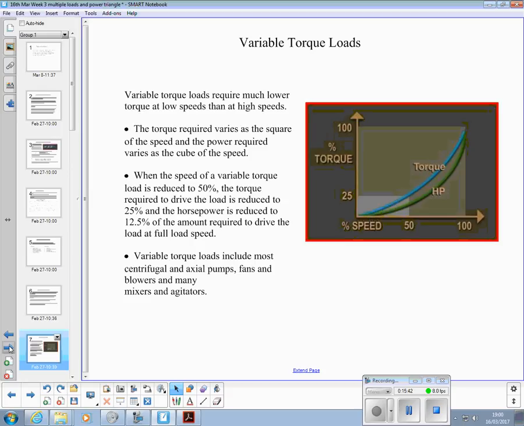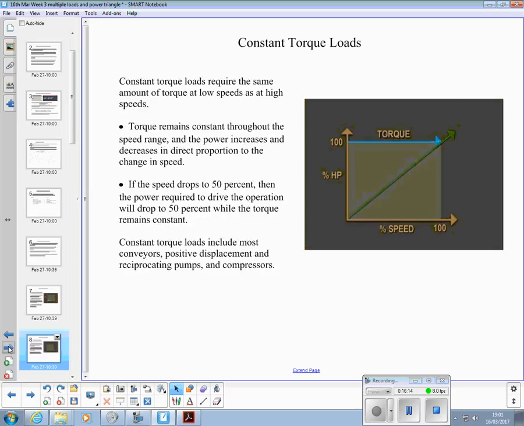Variable torque loads include most centrifugal and axial pumps, fans and blowers, and many mixers. So this is why these are good for this, because you're going to get a big energy saving by using them. Instead of running something faster than it needs to, just to make sure you keep things going, you can actually control the speed of it and save energy. And electrically, in my experience, they are really reliable.